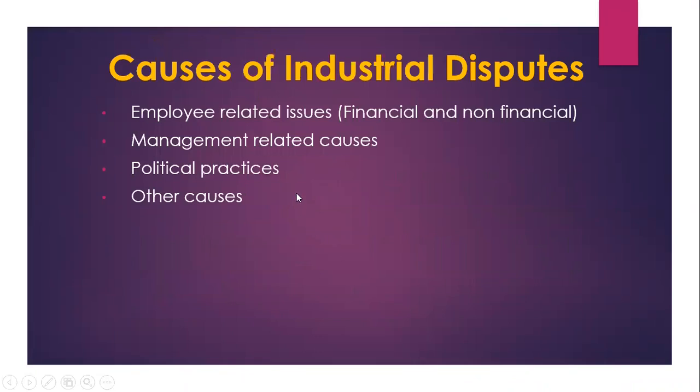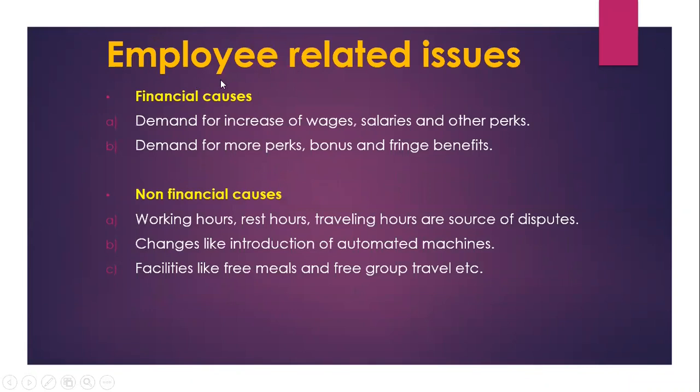So what are the causes of industrial dispute? The causes may be employee related, which may be financial and non-financial, management related, political practices, or other causes. So these are employee related causes, which include financial causes and non-financial causes. Financial causes include demand for increase of wages, salaries, and other perks, demand for more perks, bonus, and fringe benefits. Non-financial causes include demand for shorter working hours, rest hours, traveling hours.